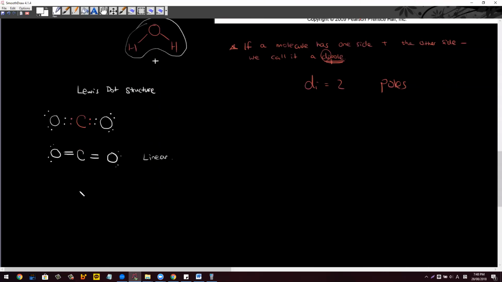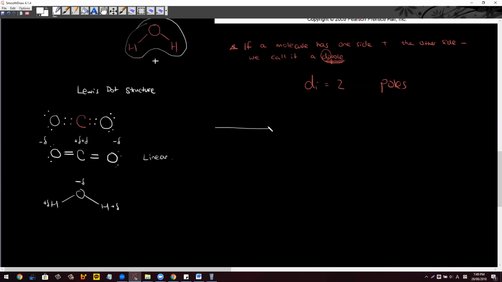Now, the difference between water and carbon dioxide is this. Here is hydrogen, hydrogen there. This side is slightly negative, and this side is slightly positive. In carbon dioxide, oxygen is slightly negative, and the carbon is slightly positive. So when you see this bond here, this side is slightly negative, this is slightly positive. When you see these two, this is slightly positive, this is slightly negative. But the thing is, when you have this sort of structure, have a look.